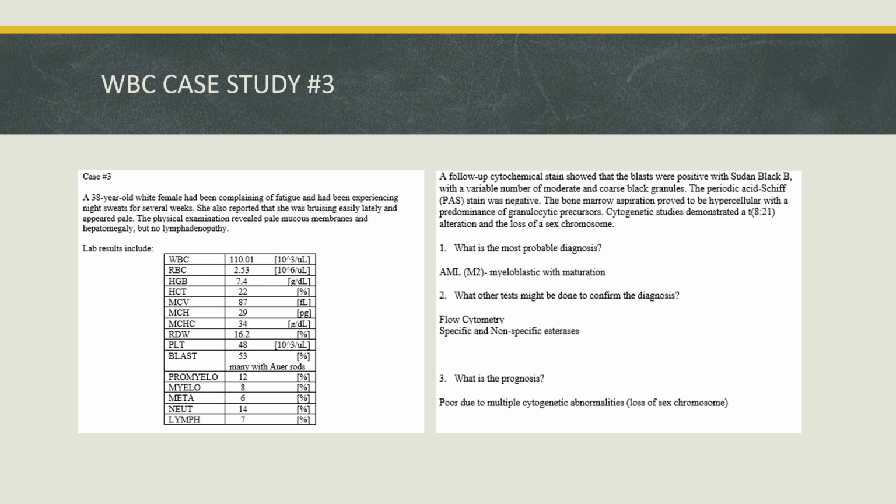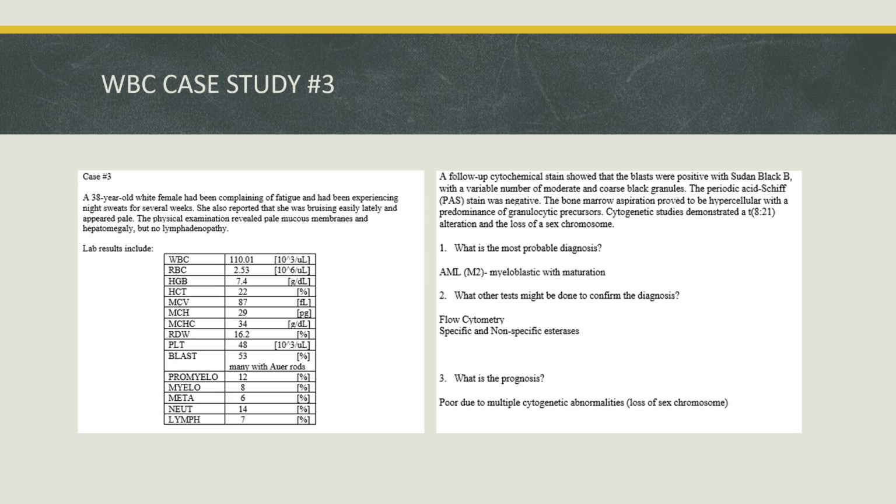Her differential is going to give us a lot of information as well. So we're seeing 53% blasts. Now, I want you to stop for a minute and think about our immature percentages. We talked about this during our leukemia unit, and we know that there's a line in the sand that we draw between acute leukemias and chronic leukemias. And if you recall, that magic number is equal to or greater than 30%.